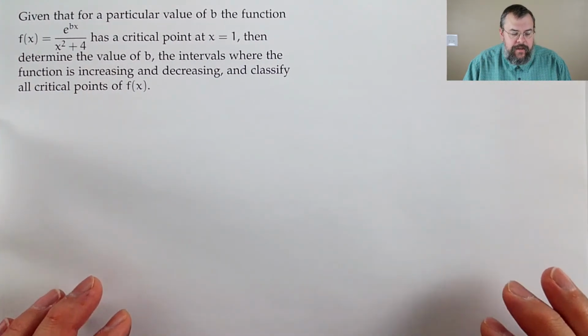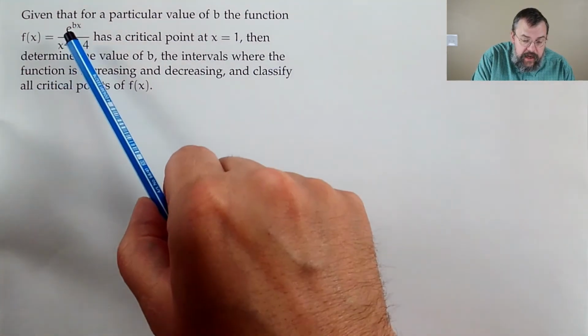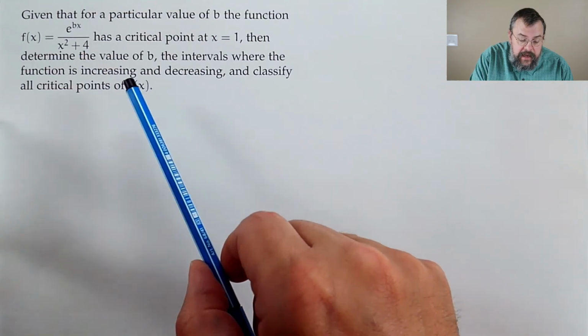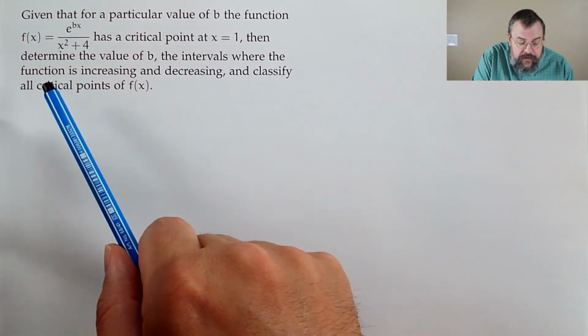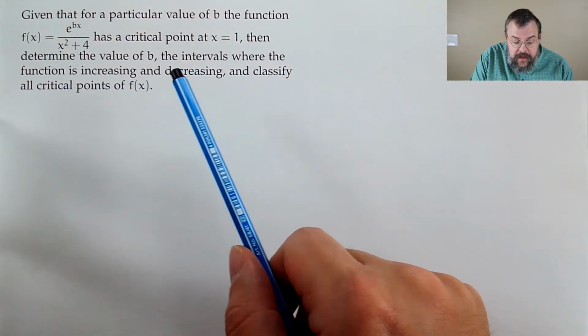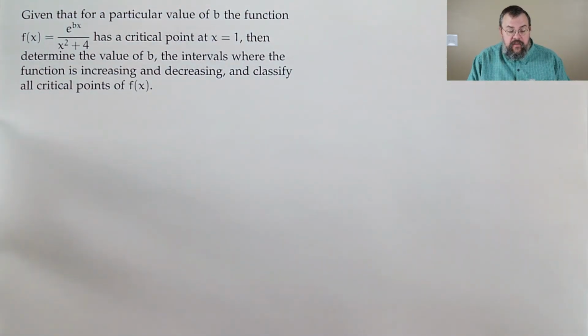Okay. Given that for a particular value of b, the function f of x, which is e to the bx over x squared plus 4, has a critical point at x equals 1. They didn't even give us the function, right? Because they don't tell us what b is. All right. Well, we have to determine the value of b, the intervals where the function is increasing and decreasing, and classify all critical points of f of x.